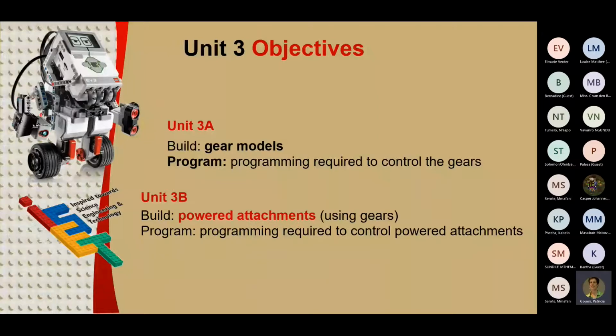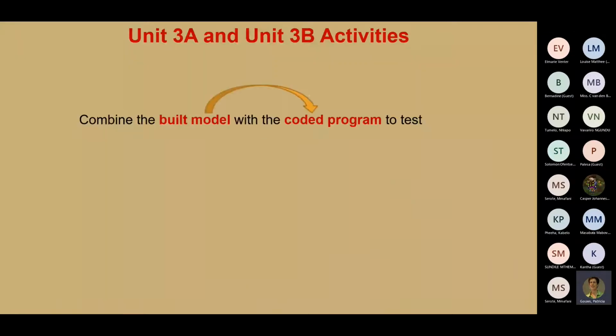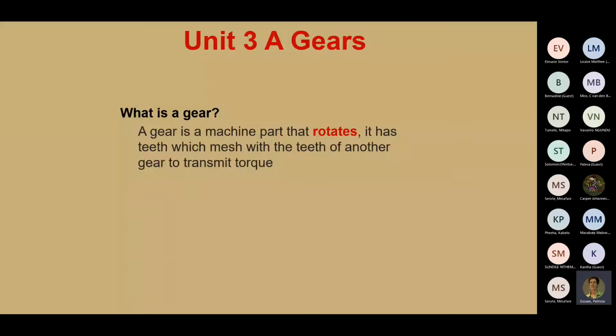So there's kind of two parts. First, we do the gearing, and then we're going to do the power attachments. So there's two parts to this session. And once we've built the model, you need to actually write the code, and test each combination. Really important, because otherwise the gears are just going to be nice pieces in your robotics kit. And that's not what we want. We want more effective, more efficient robots.